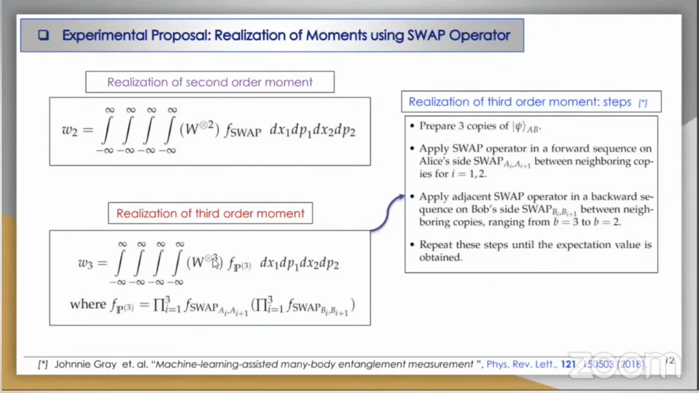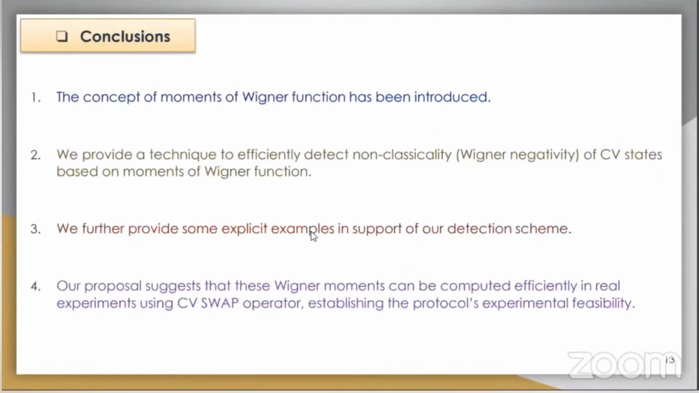So in conclusion, we have introduced the concept of moments of Wigner function, and we have also proposed the criteria for how we can detect the non-classicality, that is here Wigner negativity, using those moments of Wigner function. Then we have given some examples in the talk, and some more examples are in the paper. And finally, we have shown how we can experimentally realize the moments using the continuous variable swap operator, and that establishes our protocol's experimental feasibility.